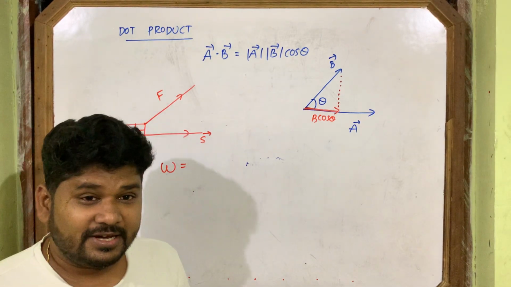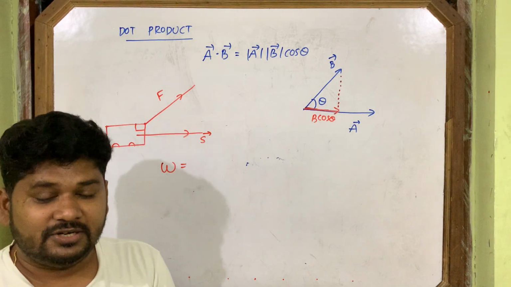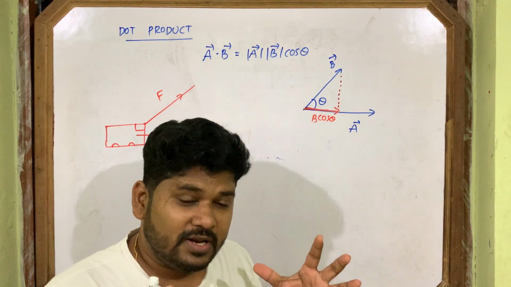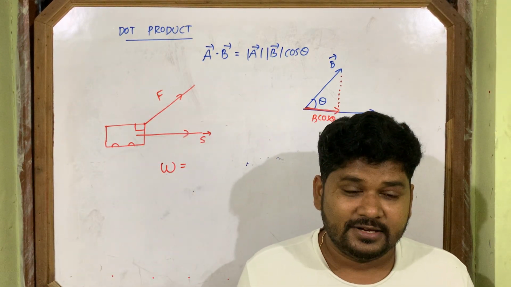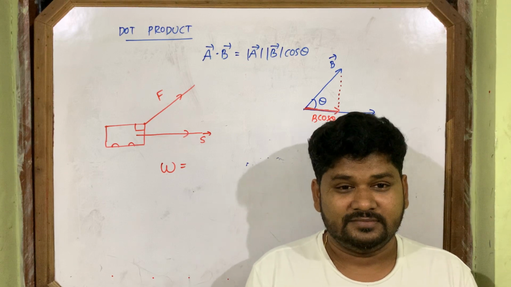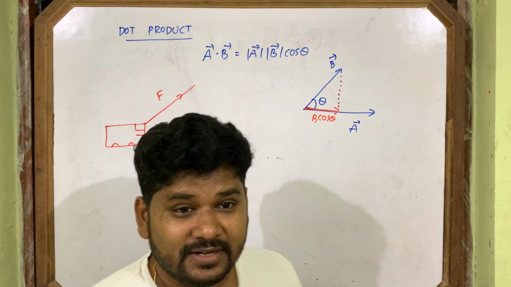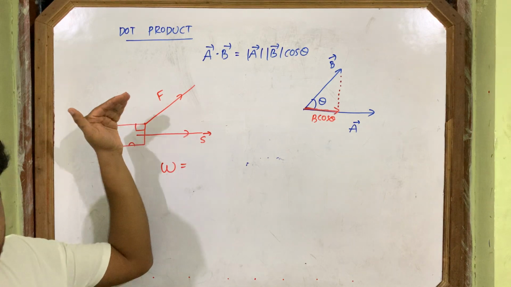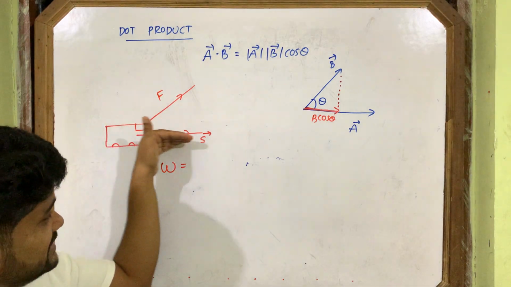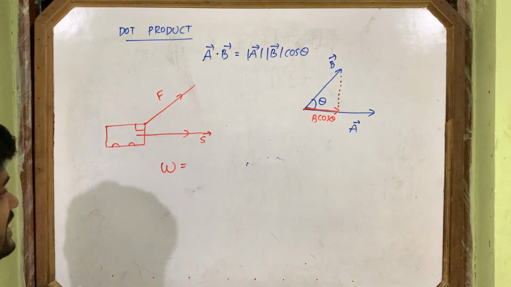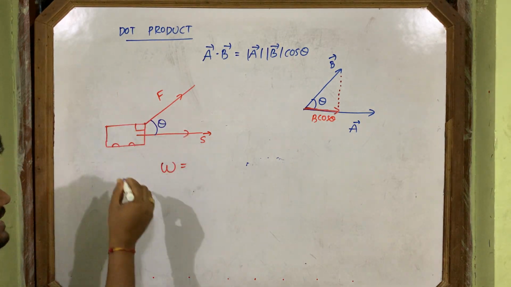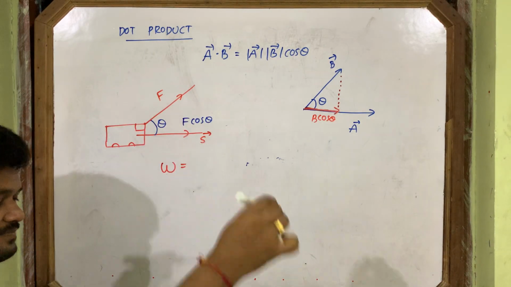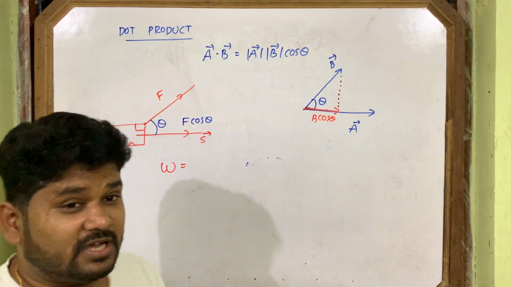But here when you apply force F, does the whole F force do the work? No. The whole F force is not doing the work. Then how much of the force is doing the work? Let's find the component of F along this direction. If this angle is theta, what is the component of F along this direction? F cos theta.